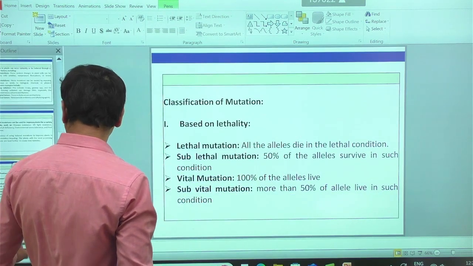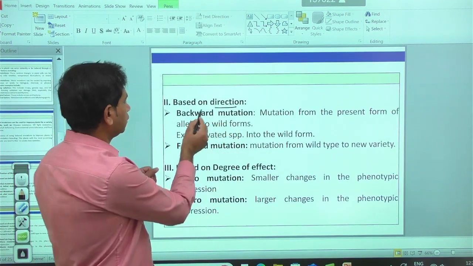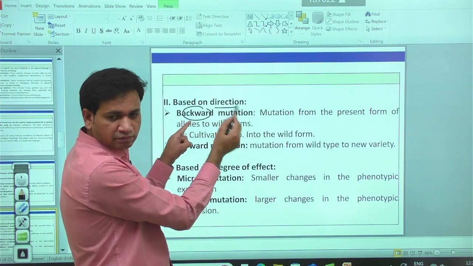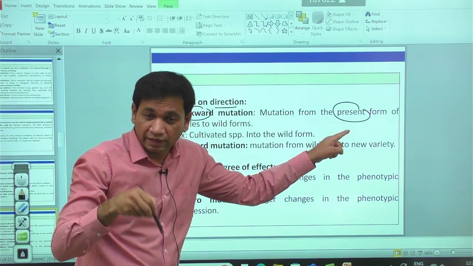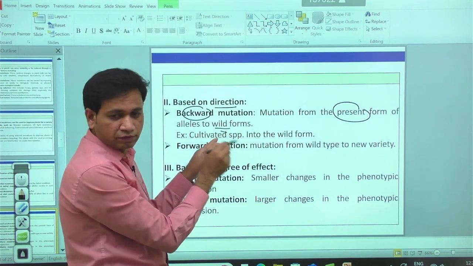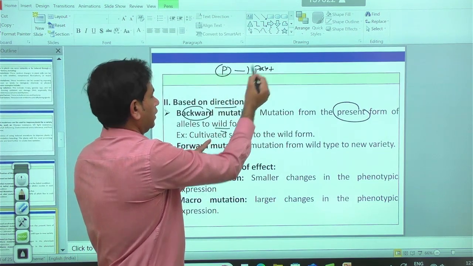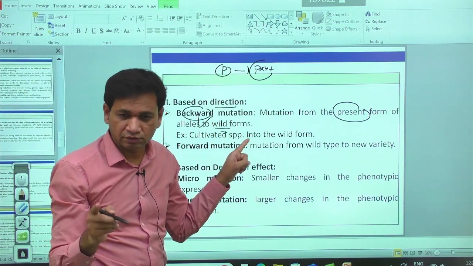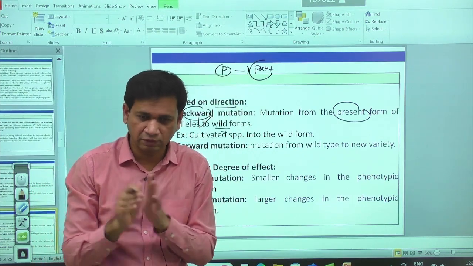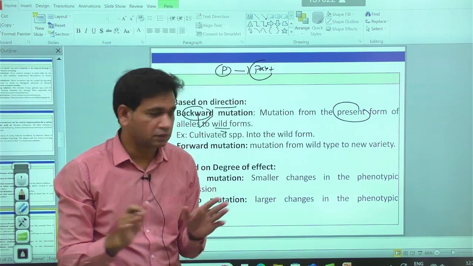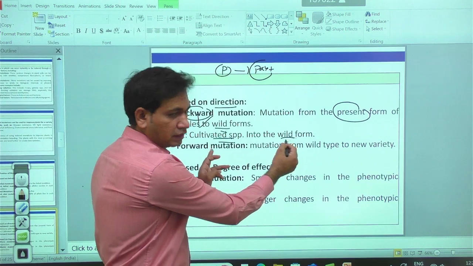Another one is based on direction. Backward mutation means mutation from the present form of the character to the wild form. Going from the present to the past is called backward mutation. Can going from the present to the past be possible in nature? It can be possible. For example, a cultivated species converting into the wild form.